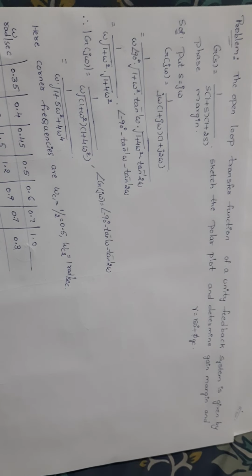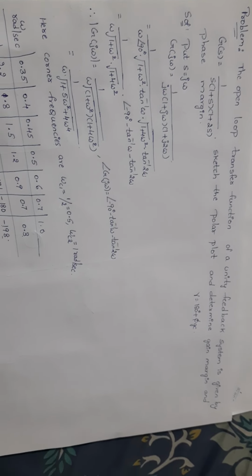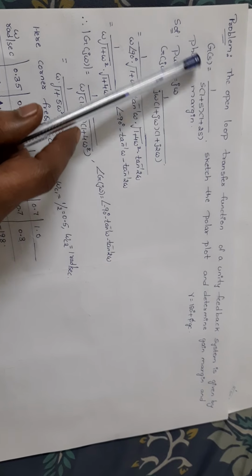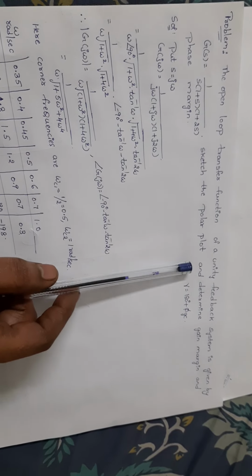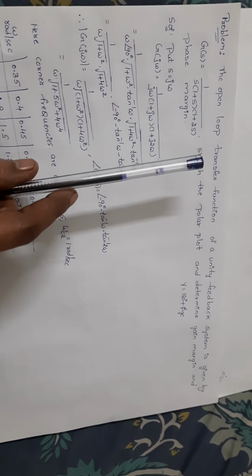Hi viewers, now we are going to see one example problem on polar plot. The problem is: the open loop transfer function of a unity feedback system is given by G(s) = 1 / (s(1+s)(1+2s)). Sketch the polar plot and determine the gain margin and phase margin.